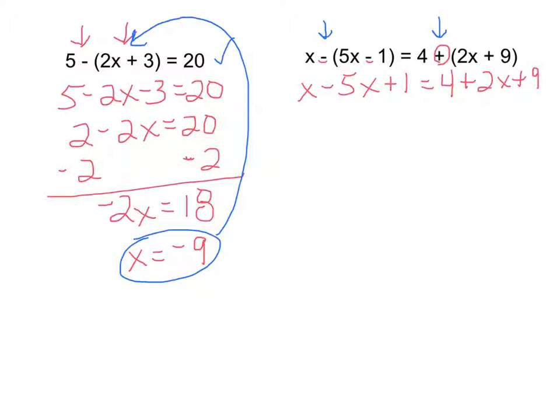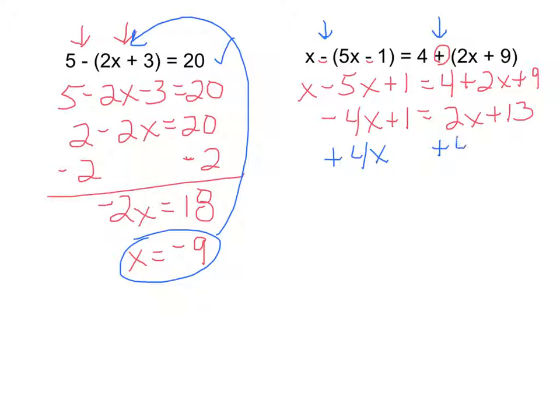The next thing to do is to simplify both sides. So on the left-hand side, x subtract 5x is equal to negative 4x. So I have negative 4x plus 1. On the other side, I can combine the 4 and the 9. I still have the 2x, so I have 2x plus 13. Now I'm going to try to get the x's on the same side. Because I don't necessarily like to deal with negatives if I don't have to, what I'm going to do now is add 4x to both sides.